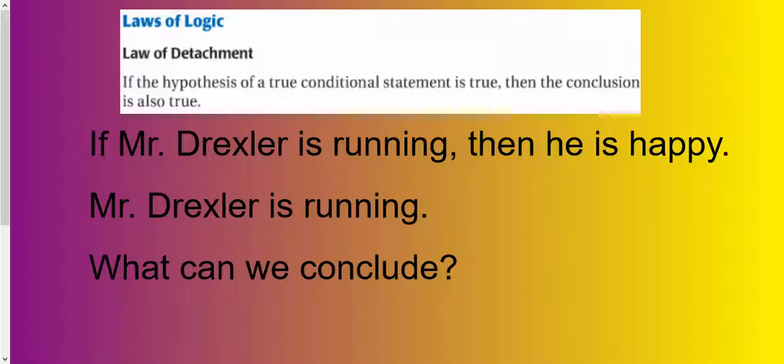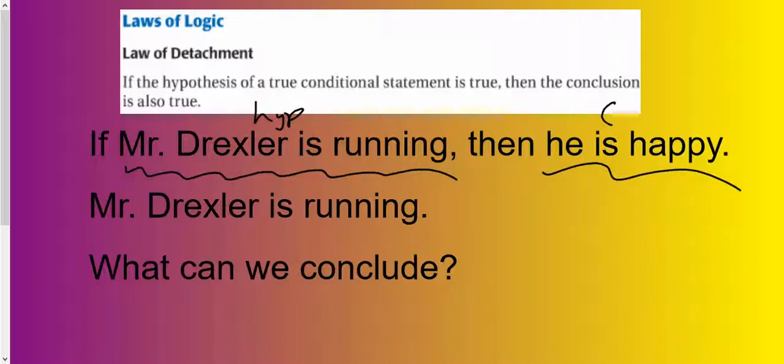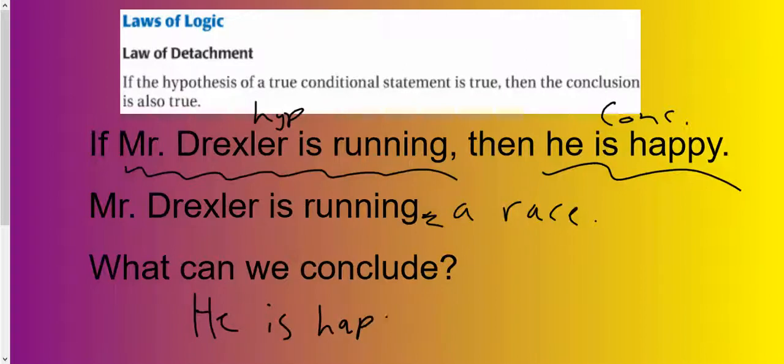What it says is if the hypothesis of a true conditional statement is true, then the conclusion is true. So here's my if-then part. This is the hypothesis. If the hypothesis is Mr. Drexler's running, and then the conclusion is he is happy, so after the then. So here's my hypothesis, and here's my conclusion. All right, so if the hypothesis is true, so Mr. Drexler is running a race, well then the only thing that we conclude is he is happy. And that's it. So that's the law of detachment.